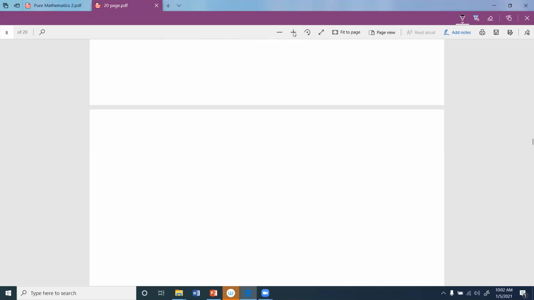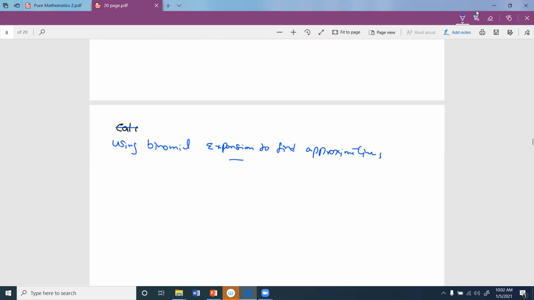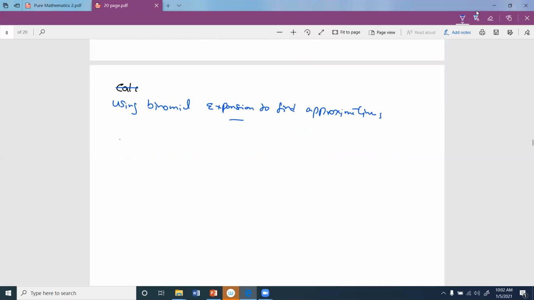Then the next topic is using binomial expansion to find approximations. Let's see what we mean by this approximation. This kind of question they ask. They might give you (1 + 2x) to the power 10.